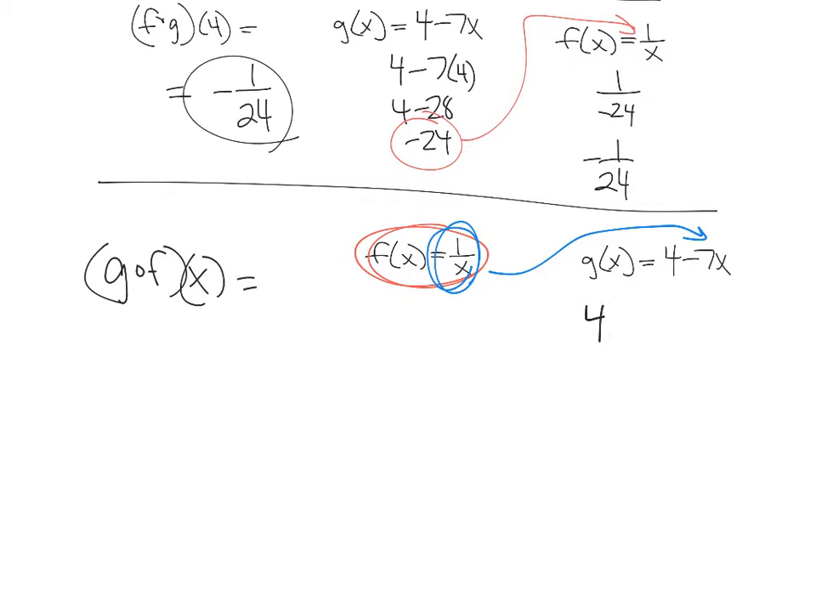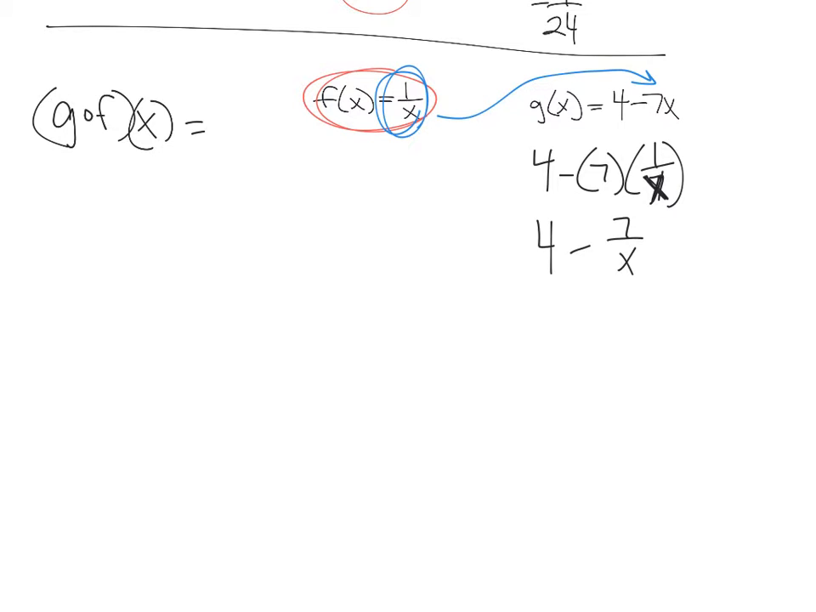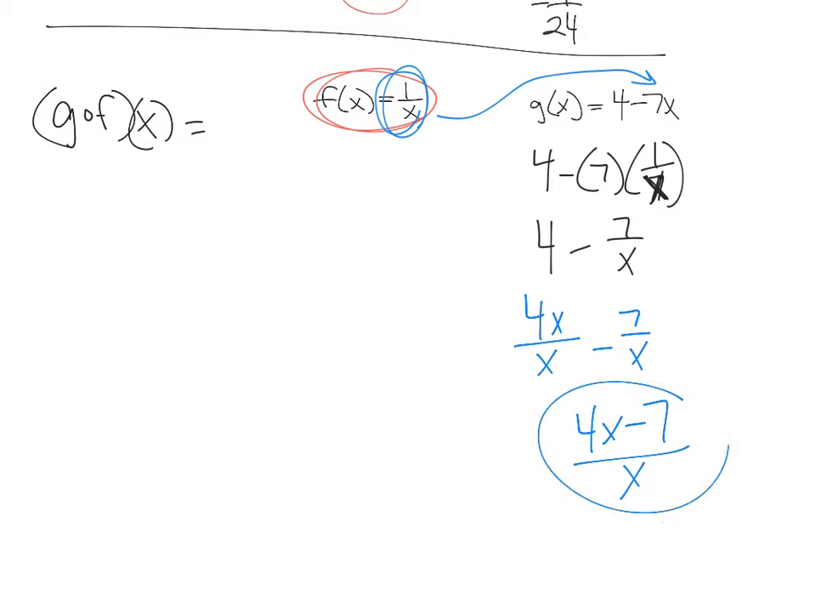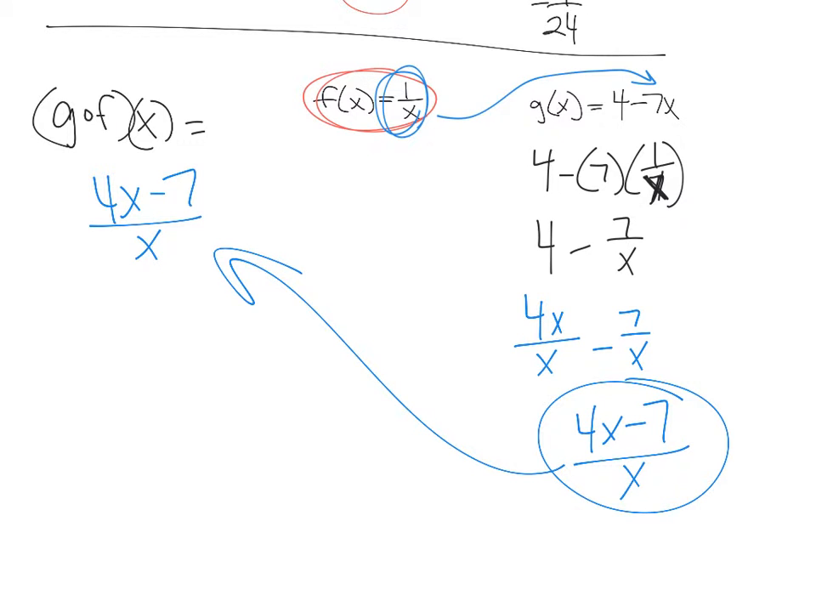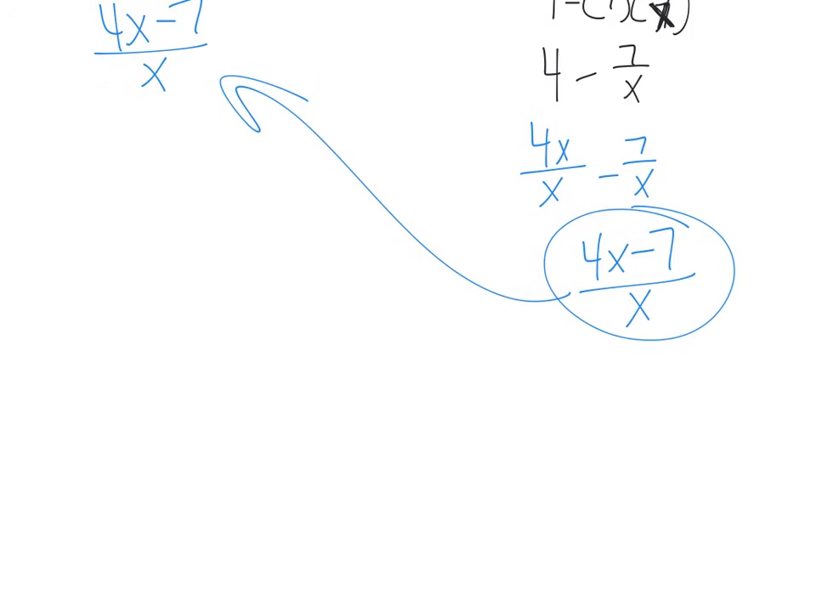So you're going to get 4 minus 7 times 1 over x. So you get 4 minus 7 over x. And so I'm not sure how they want us to write it. So probably this is going to be 4x over x minus 7 over x. So they probably want it as 4x minus 7 over x. That's probably how they want you to write the answer right there.